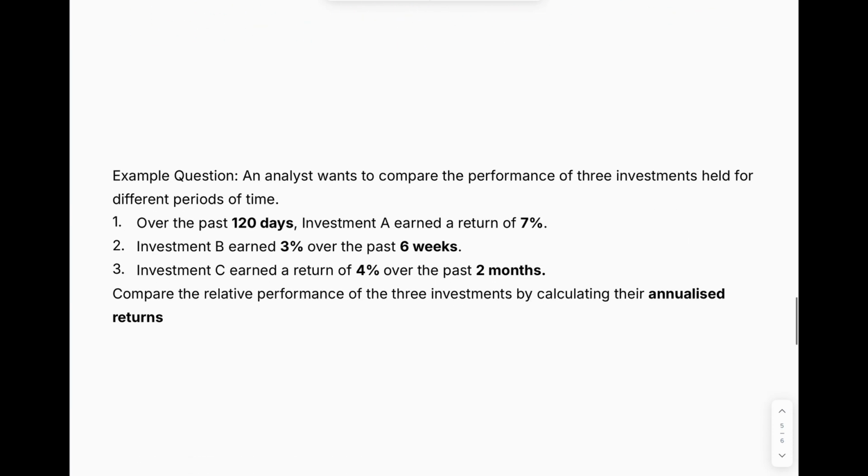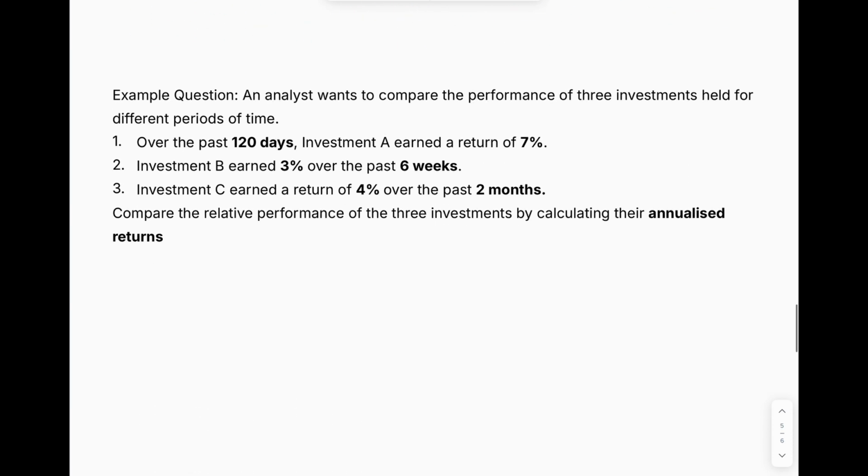And let's jump into our first question. Here, in this case, you are the analyst. You want to compare the performance of 3 investments held for different periods of time. So you want to compare investment A, B, and C.